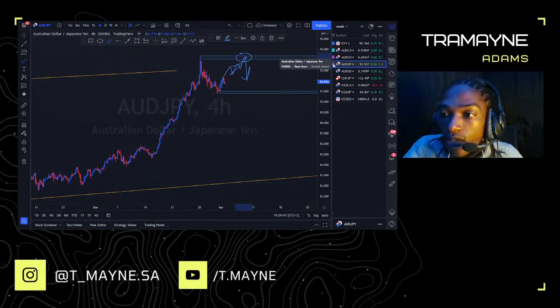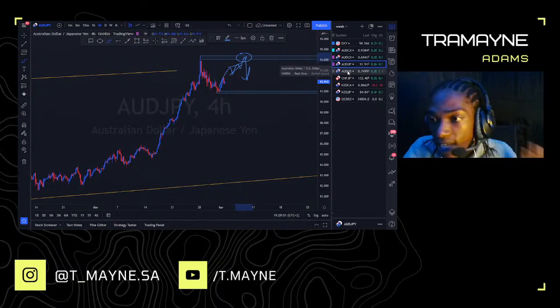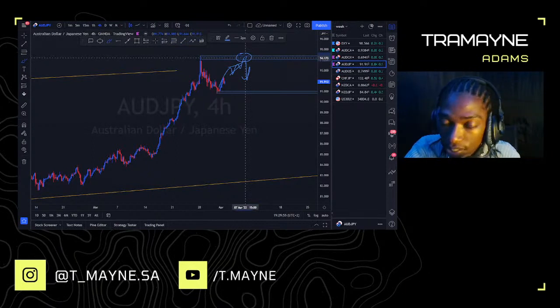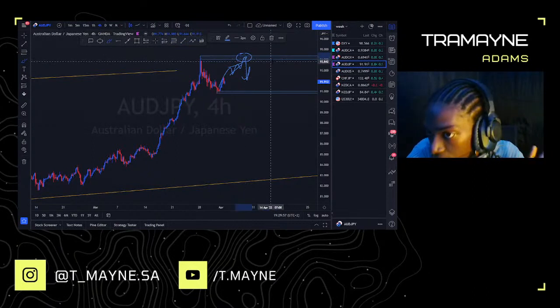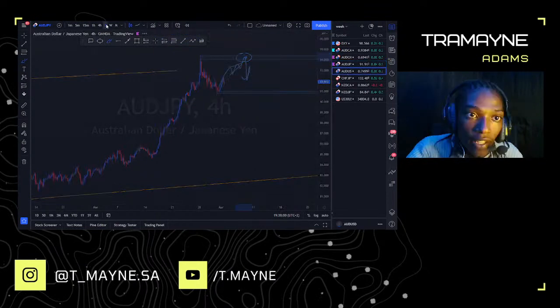Okay, so I do have a sell bias on AUD JPY, but I will be exercising patience either for price action to come to an area where I do have probabilities, or for the structure to completely change. Let's go on to some AU. We'll go up to the daily.